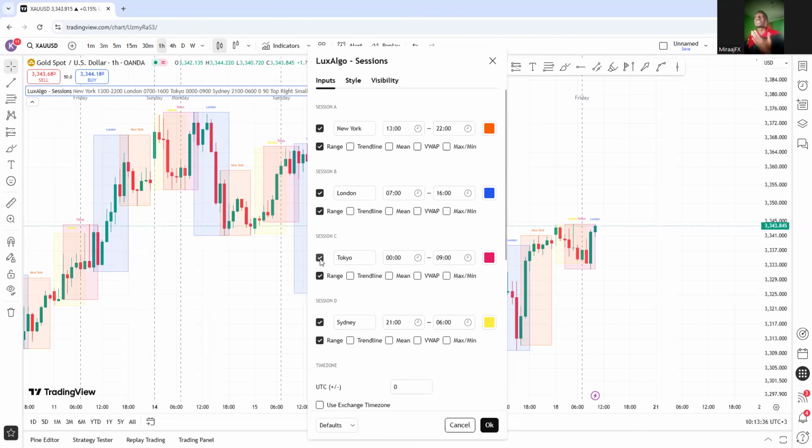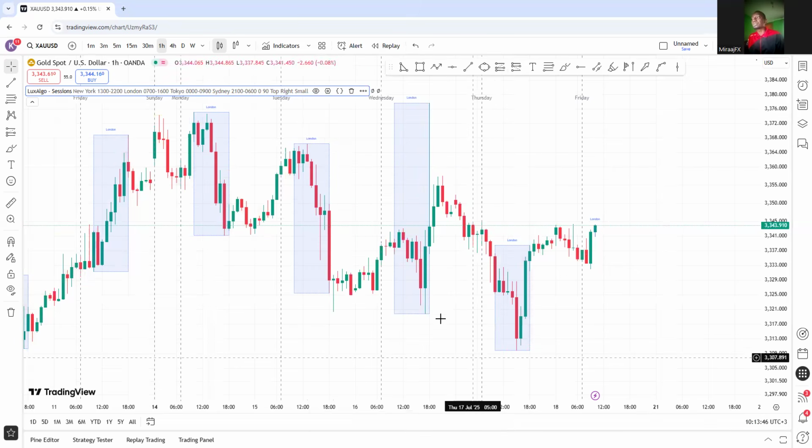For example, if you're trading London session, you can remove all these Tokyo and Sydney and New York, and just remain with London session. All right, so let me just show you. If you just remove that, you're going to remain with only London session. As you can see, that is just London session.